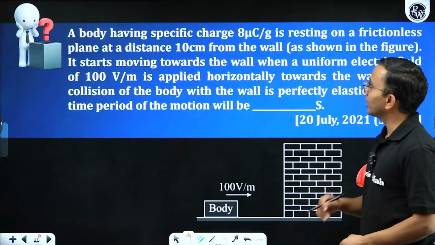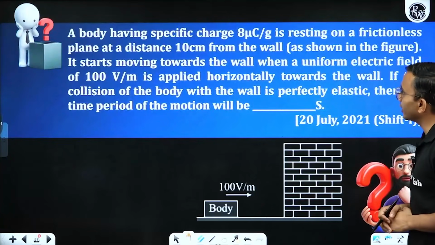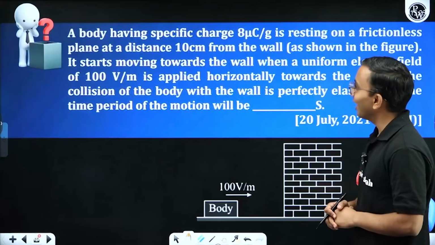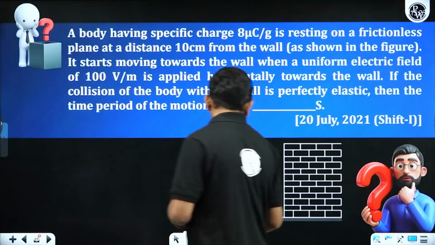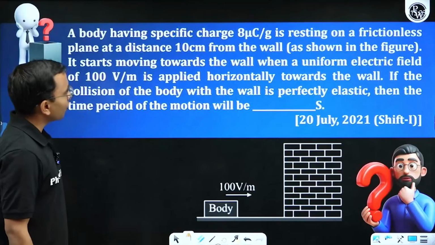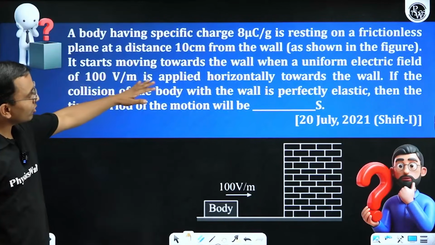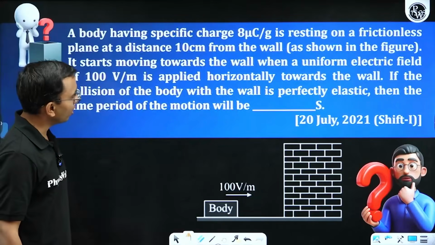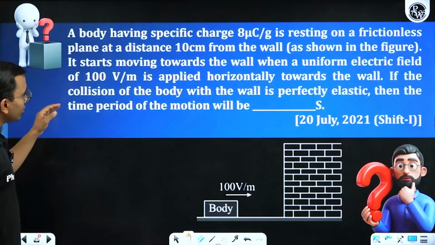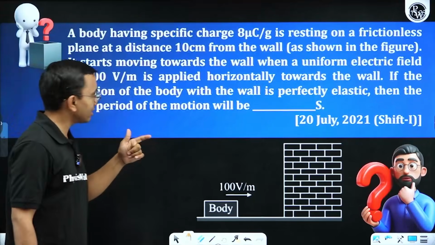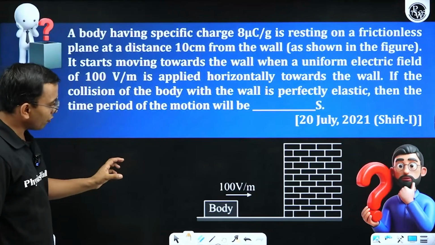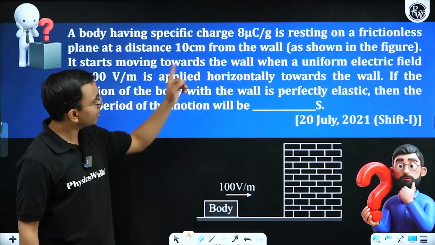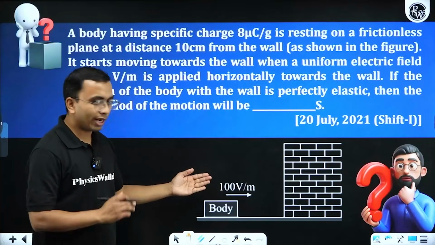Another question we are having: a body having specific charge, that is 8 microcoulomb per gram, is resting on a frictionless plane at a distance 10 centimeter. So here this distance is 10 centimeter initially from the wall as shown in the figure. It starts moving towards the wall when a uniform electric field of 100 volt per meter is applied horizontally towards the wall. If the collision of the body with the wall is perfectly elastic, then the time period of motion will be. Now what happens, it is initially at rest, it is having some charge, that is specific charge is given. Now you apply electric field, what will happen?